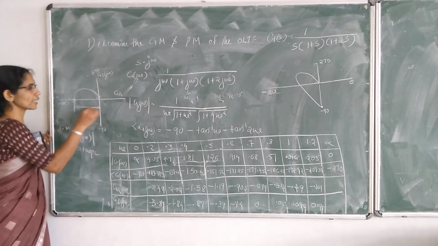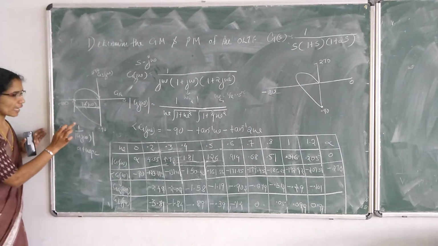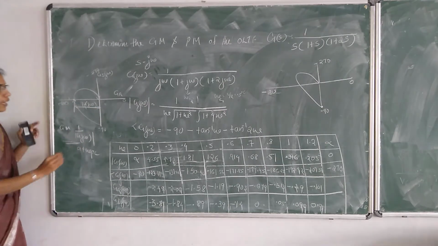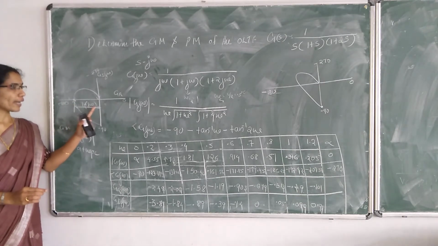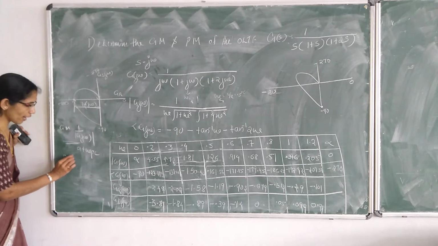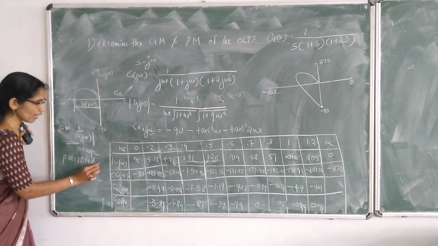The magnitude of G(jω) at that point, and 1 divided by that magnitude, is called the gain margin. Okay, 1 divided by that magnitude, we get the gain margin. Next we need to find the phase margin, and phase margin equals 180 plus φgc.